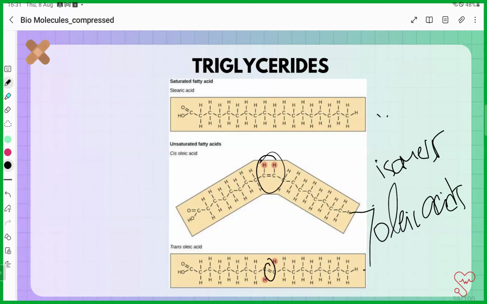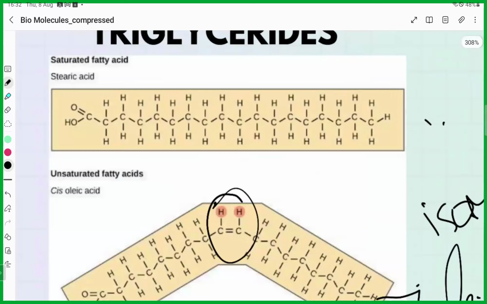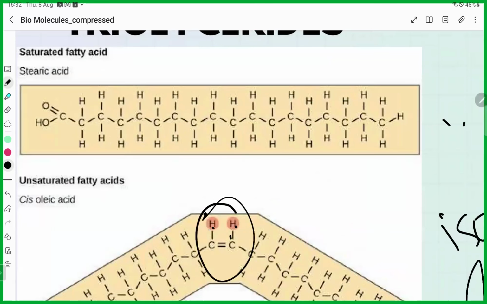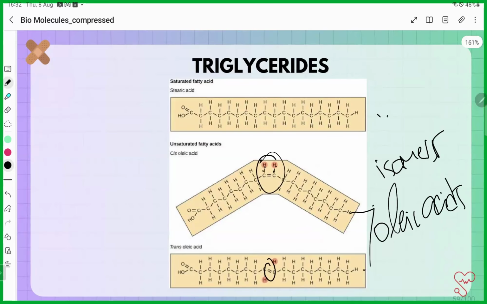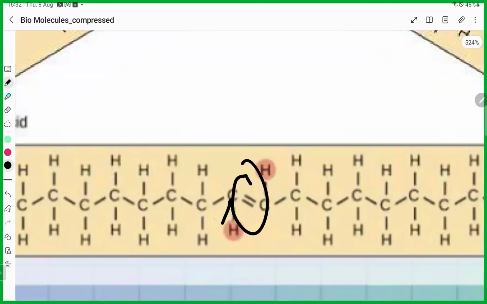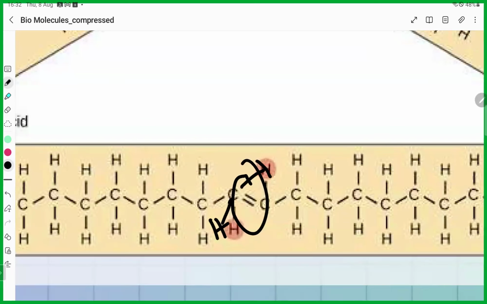So here we have cis oleic acid, because we have the hydrogen and the hydrogen in the same direction next to each other. However, the trans oleic acid, one from here and one from here in opposite direction, makes it trans.